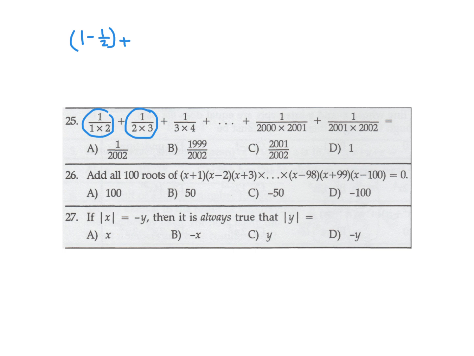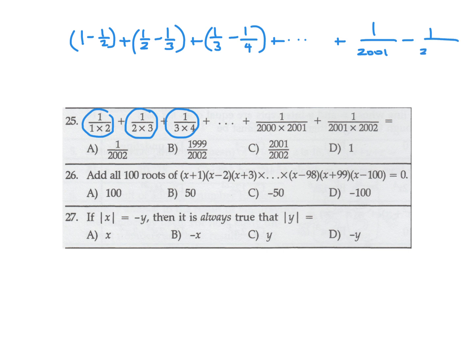1 over 6, you can write as 1 over 2 minus 1 over 3. The third one, which is the equivalent of 1 over 12, you can write as 1 over 3 minus 1 over 4. And I think you're getting the pattern here. And then so on. And then eventually, you will get to the last one, which can be written as 1 over 2001 minus 1 over 2002.